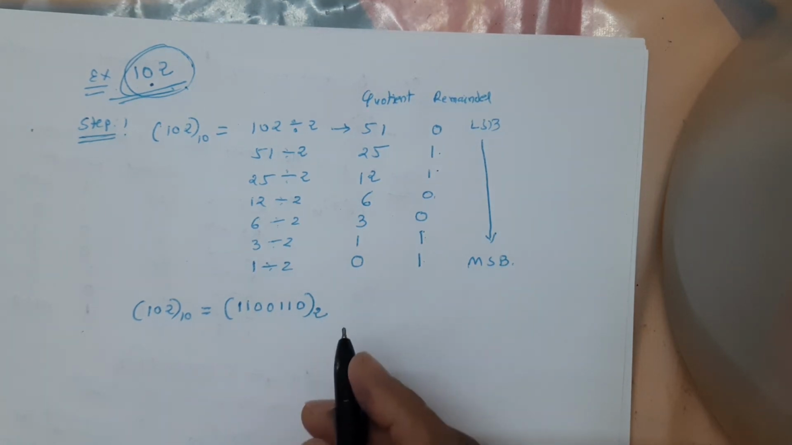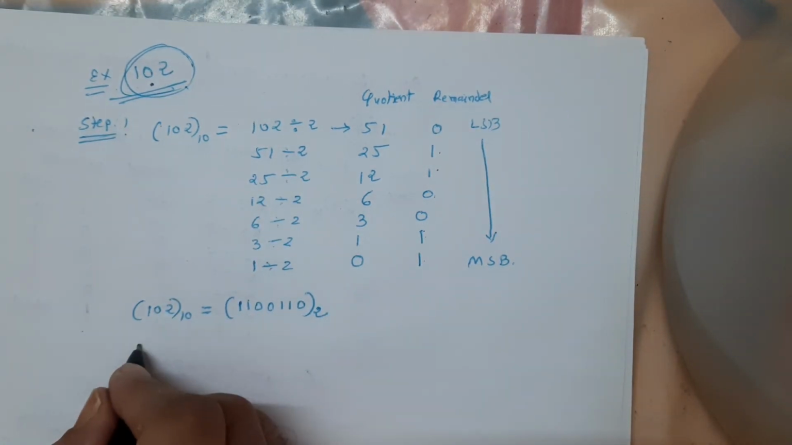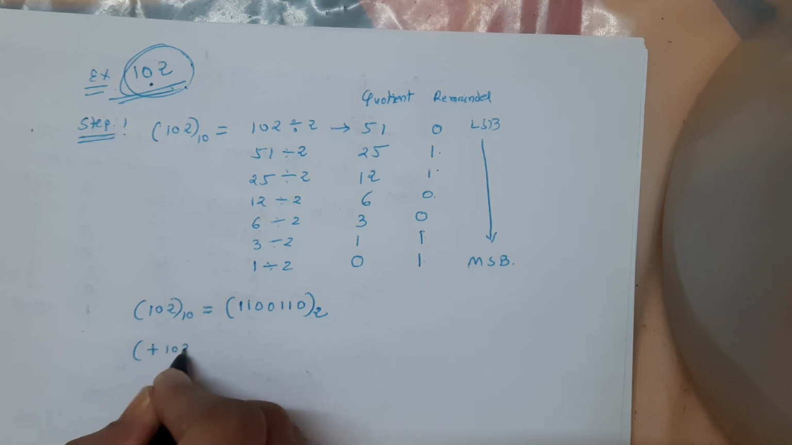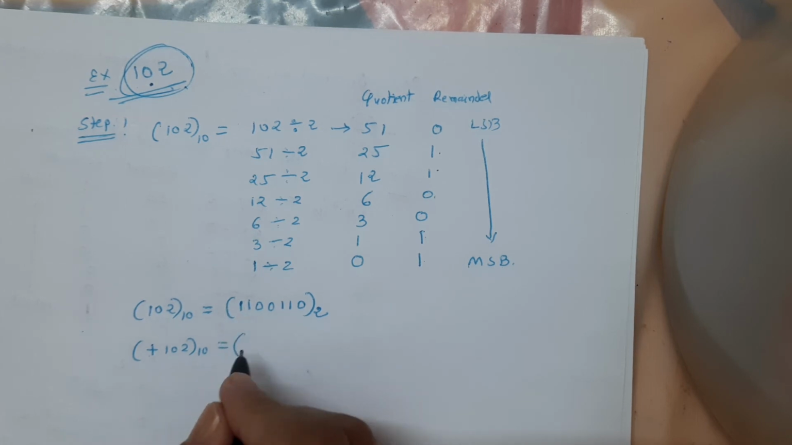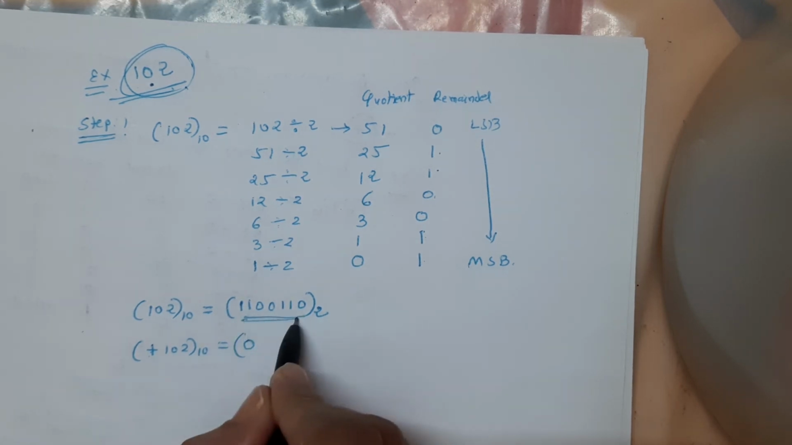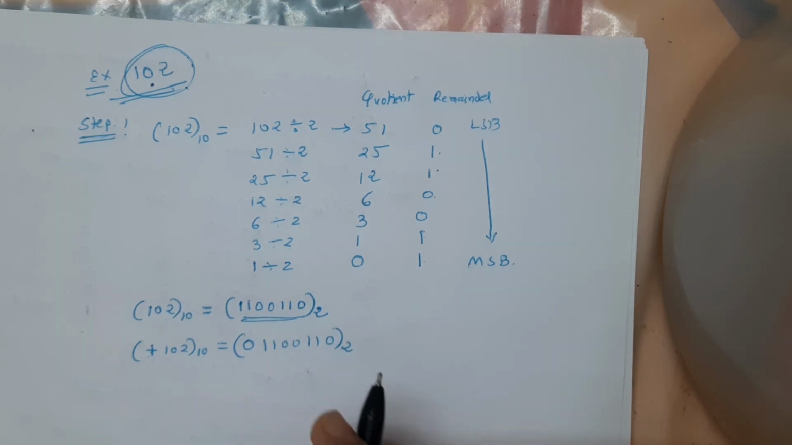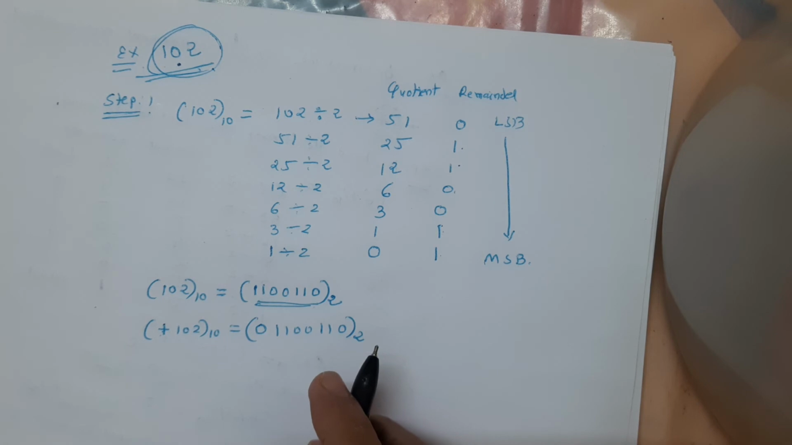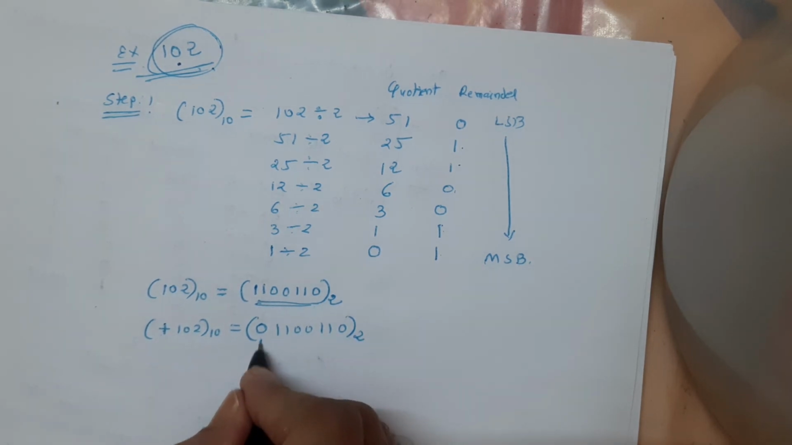Step 2, check whether the number is positive or negative. The number is positive, so put the sign. For positive 102, in the most significant position we write the positive sign, so we add 0. The remaining value is the same, 7 digits, 1100110 binary, right? And then write the positive number using 8 bits. So for 8 bits with a positive sign, we add this 0.